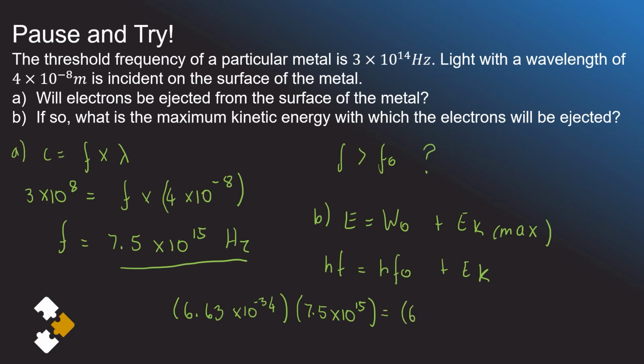Again, Planck's constant is 6.63 times 10 to the negative 34. Our threshold frequency is 3 times 10 to the power of 14. And then we add kinetic energy. So now with a bit of rearranging and calculator work, we can work out our kinetic energy, which then comes to 4.78 times 10 to the negative 18, and this is measured in joules.